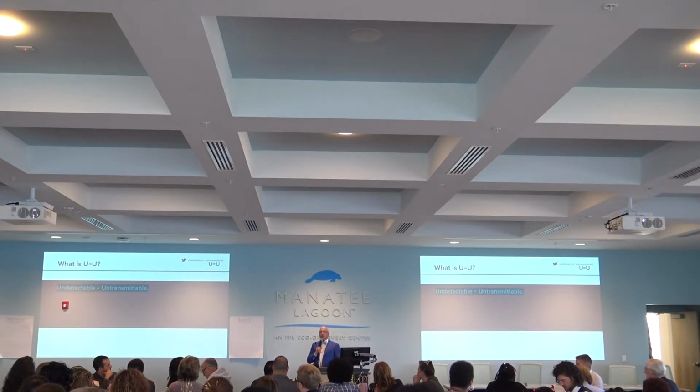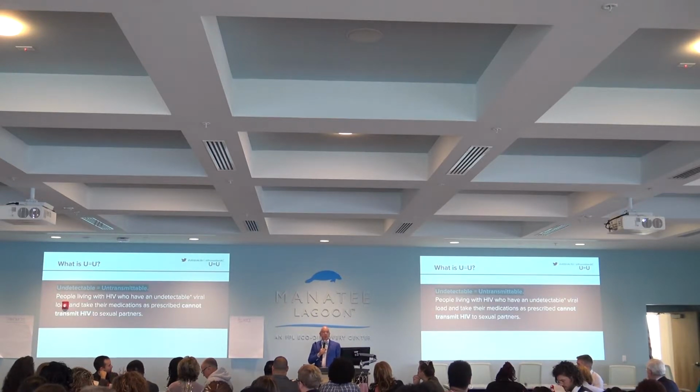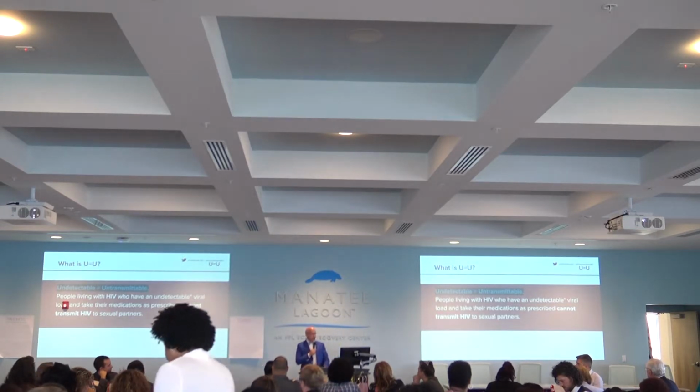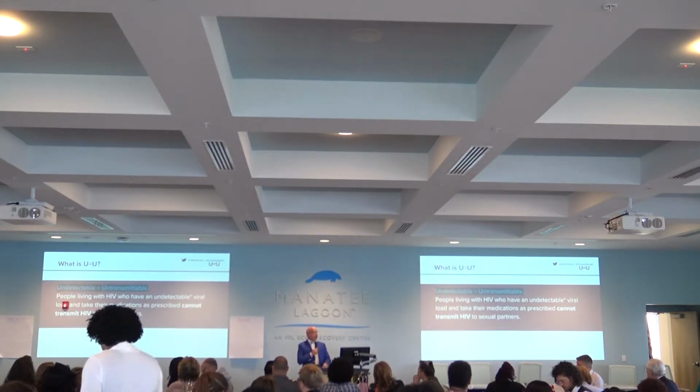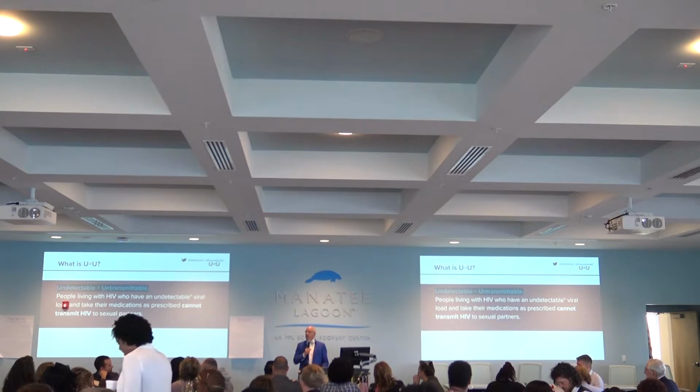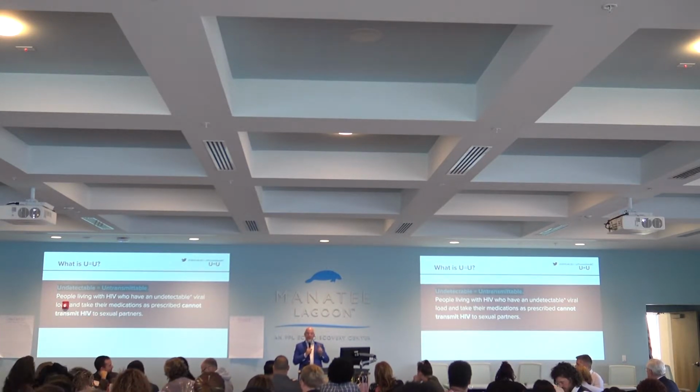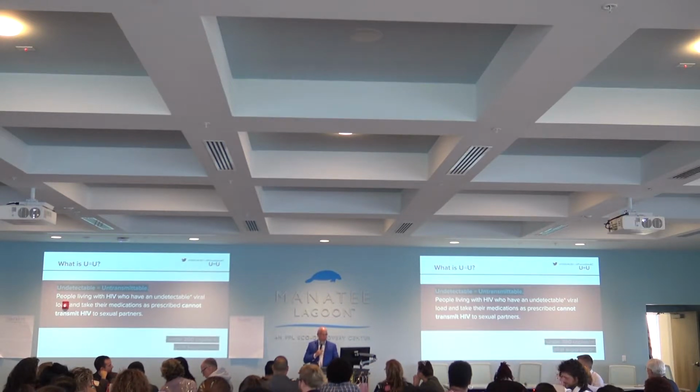So right off the bat, we're hearing about some of the impacts. So what is U equals U? U equals U stands for undetectable equals untransmittable. It is the idea that people living with HIV who have an undetectable viral load and take their medications as prescribed cannot transmit HIV to the non-infected person. Not may not, not it's probably not going to happen. Cannot transmit. There is no gray area in U equals U.